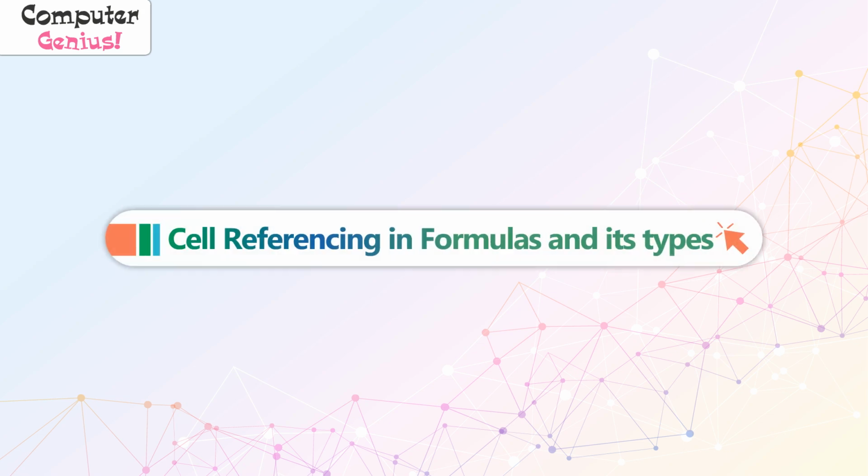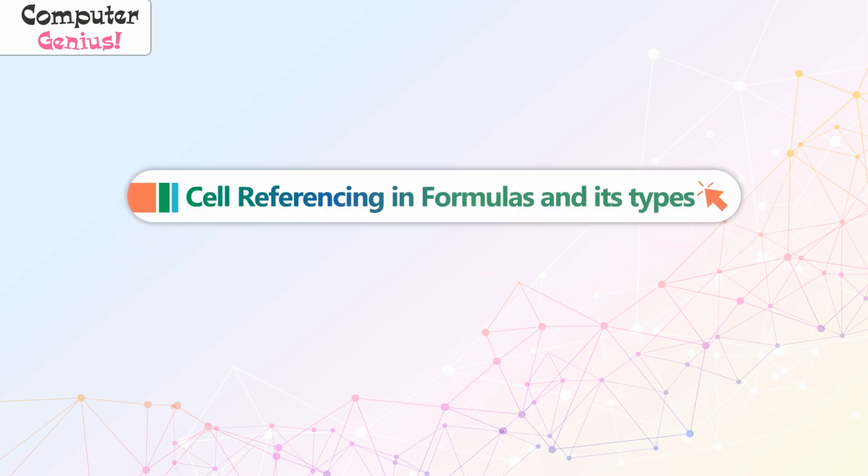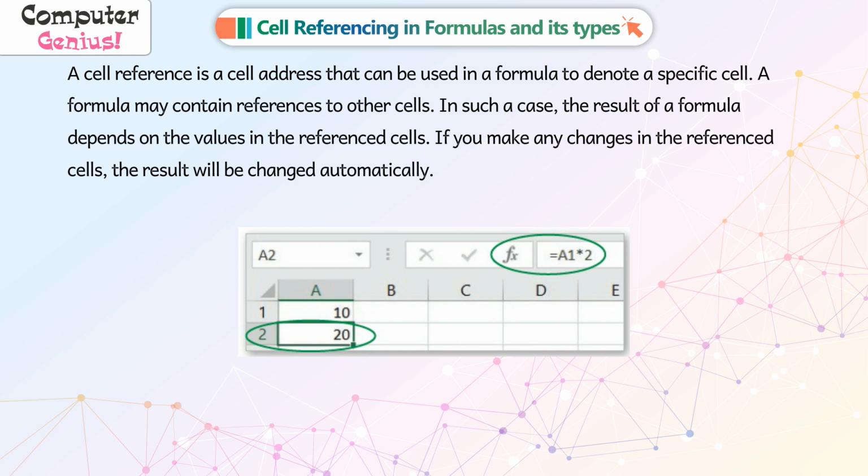Cell referencing in formulas and its types. A cell reference is a cell address that can be used in a formula to denote a specific cell. A formula may contain references to other cells. In such a case, the result of a formula depends on the values in the referenced cells. If you make any changes in the referenced cells, the result will be changed automatically.